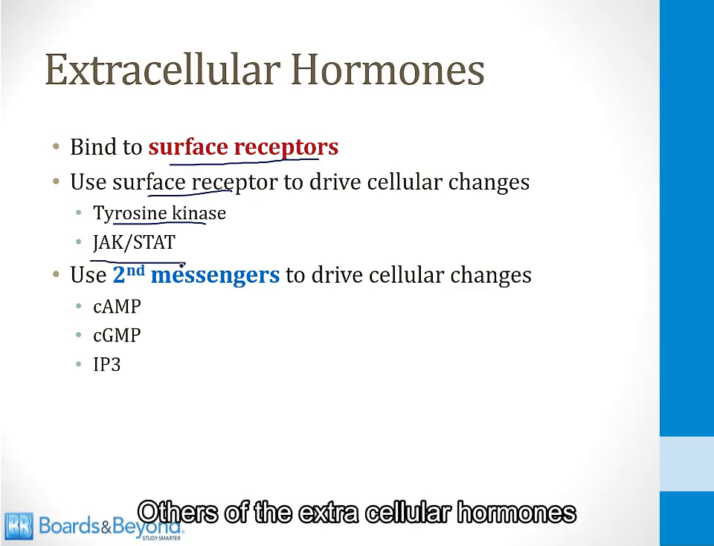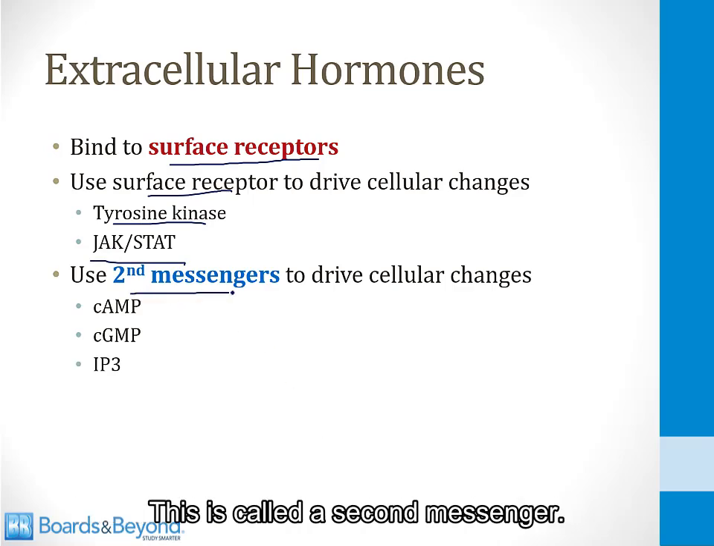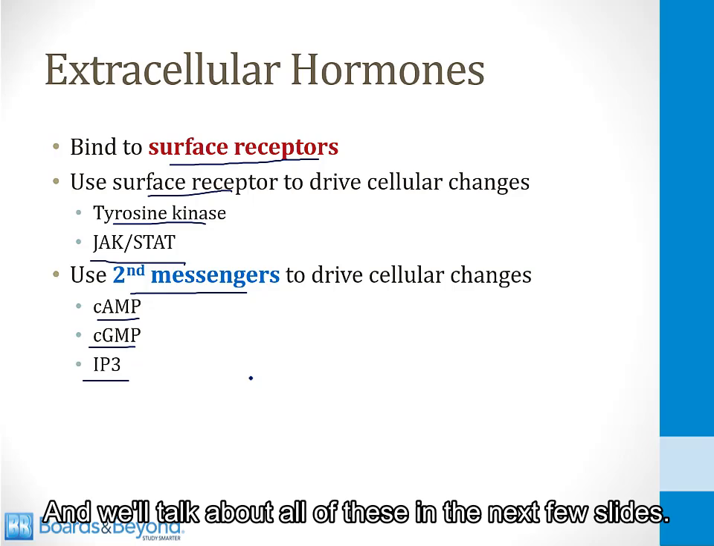Others of the extracellular hormones increase the level of a substance inside the cell. This is called a second messenger. And when that level goes up, it drives changes in gene expression. The second messengers that are important to know are cyclic AMP, cyclic GMP, and IP3. And we'll talk about all of these in the next few slides.